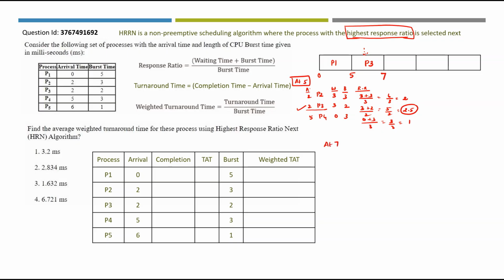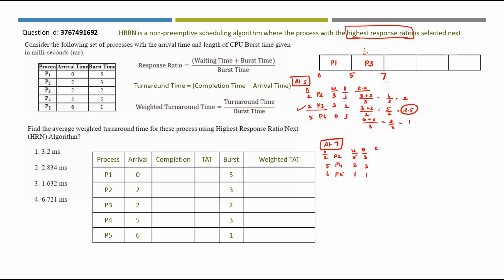At time 7, what are the processes available? P2 is there, P4 is there and P5 is also there. What is the arrival time? P2 is 2, P4 is 5, P5 is 6. What about waiting time? Now the time is 7 milliseconds. 7 minus 2, it has waited for 5 milliseconds. 7 minus 5, it has waited for 2 milliseconds. Then 7 minus 6, it has waited for 1 millisecond. What about the burst time? P2 is 3, P4 is 3, P5 is 1.